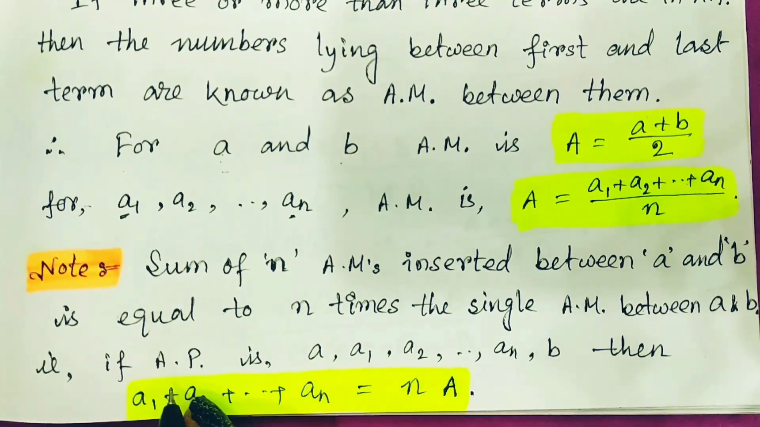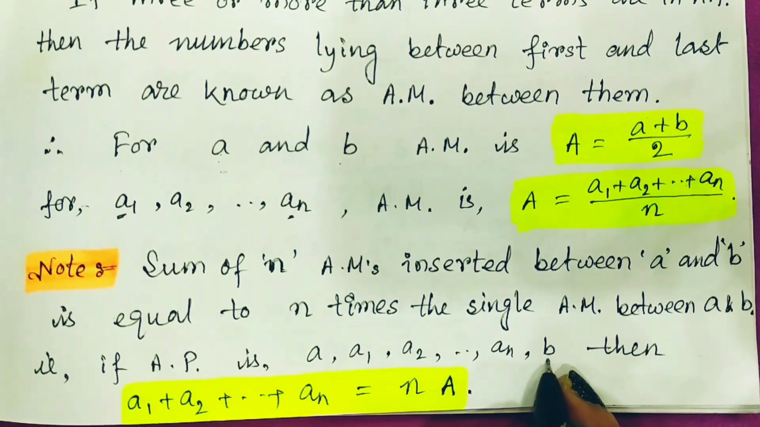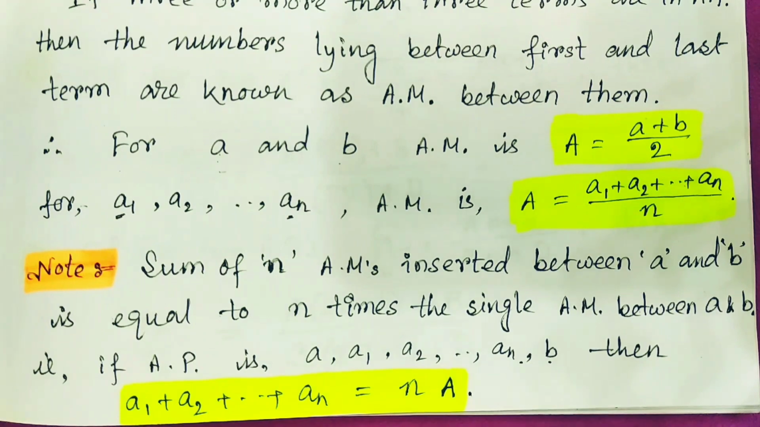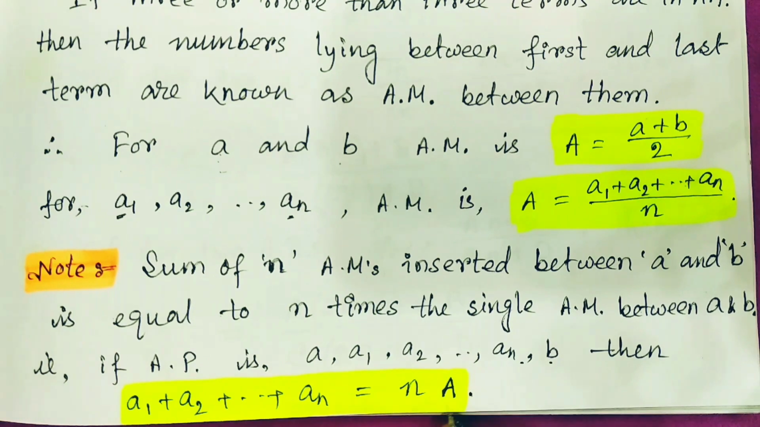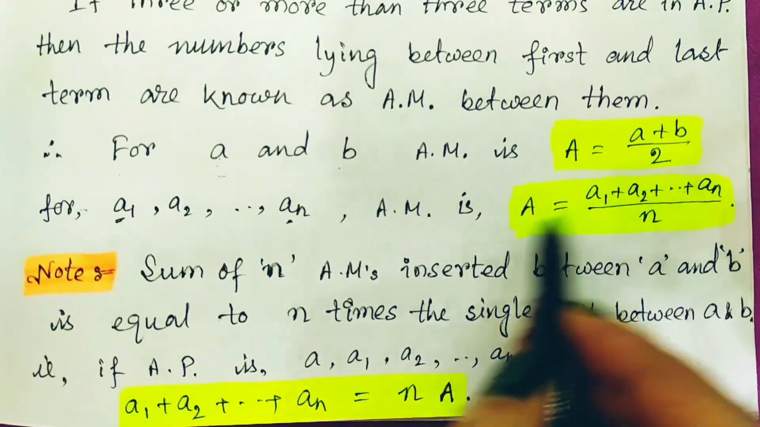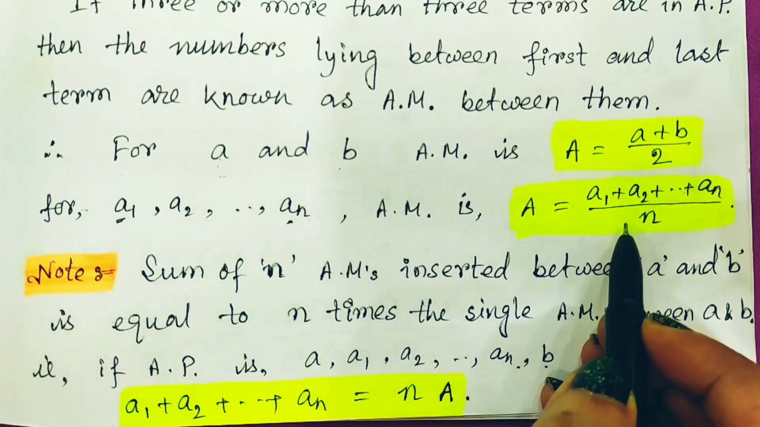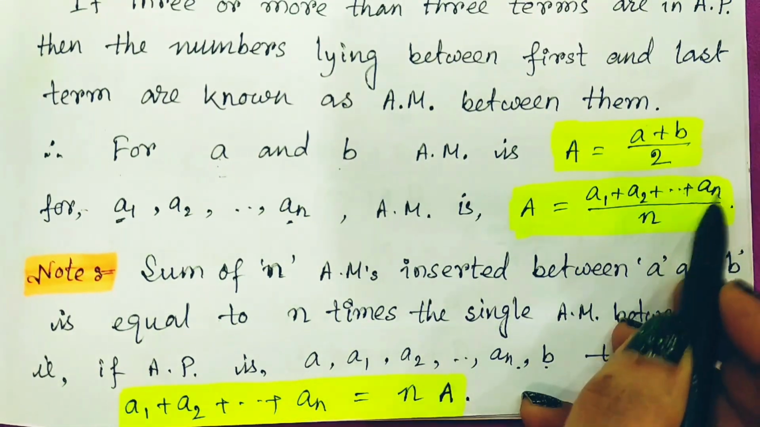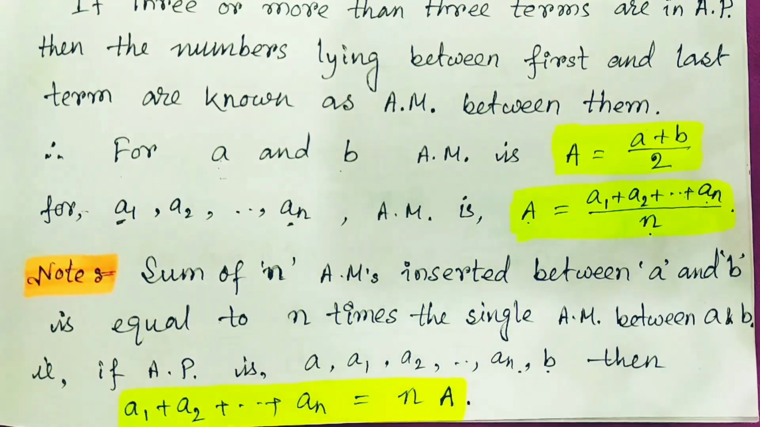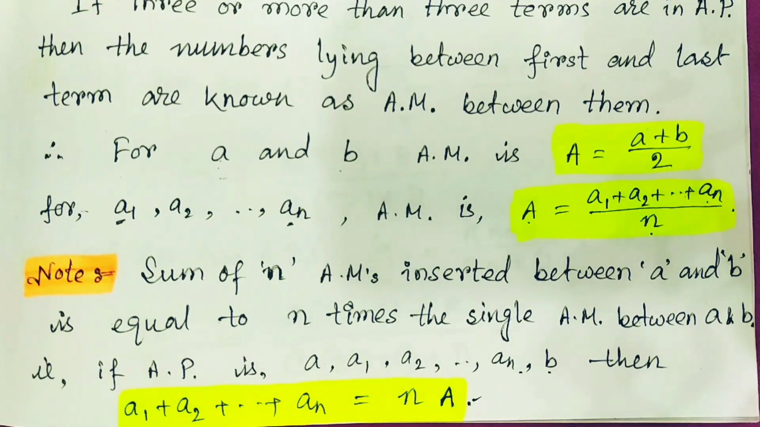That is, in an arithmetic progression where A and B are the first and last terms, if n means are inserted between them, then we can write A1, A2 up to An in this way. If we sum all of them, it is equal to n into A. It is not that difficult. Just look at the previous one, I hope everybody understands. N numbers are there, their mean is this one. So A1 to An, if we take the summation of all these, it is nothing but A into n. And that is the same here. Nothing extra is there.